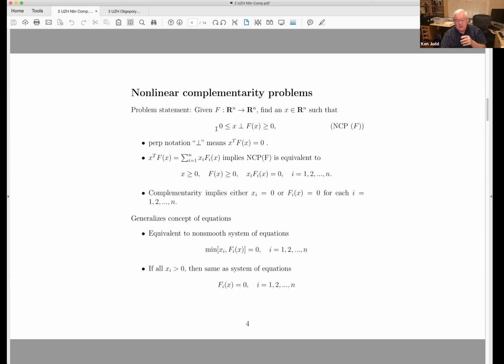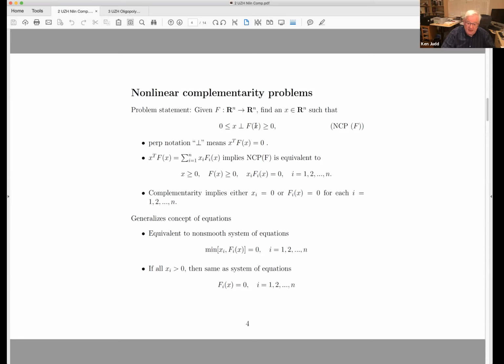Suppose you say, I want to solve for f of x equals 0, but I want x to be positive. Well, that may not be compatible. I want to solve where demand equals supply, but I don't want things like negative output or negative demand. This comes up many times when you'd like to solve an equation, but then you have some sort of non-negativity condition. So this is a nonlinear complementarity problem for f.